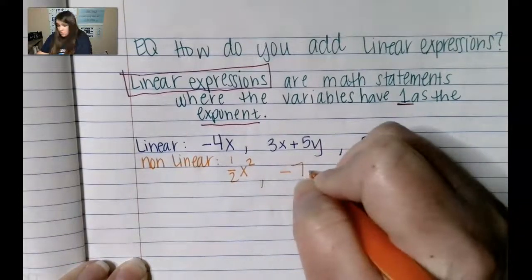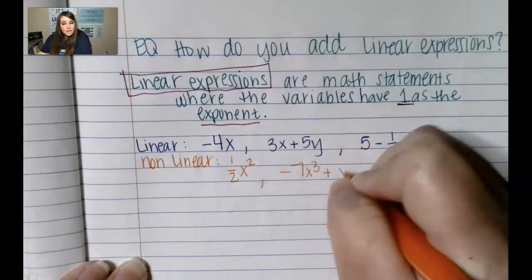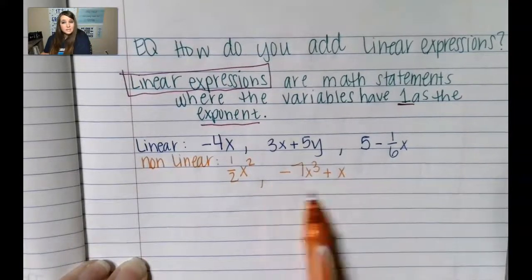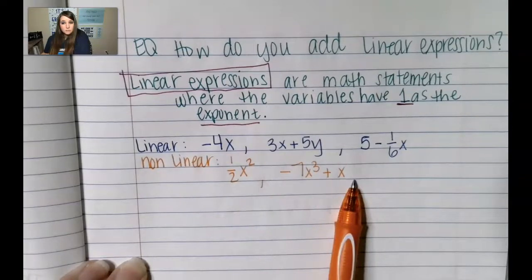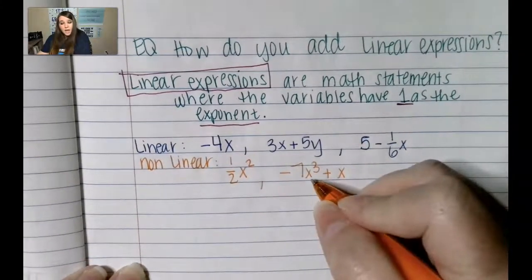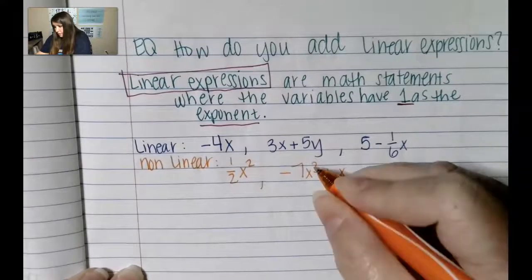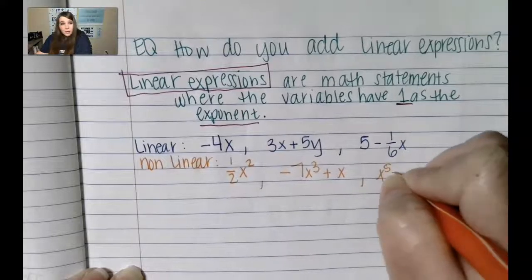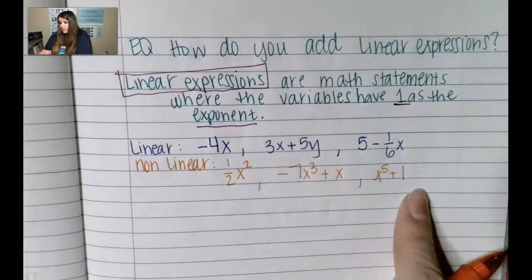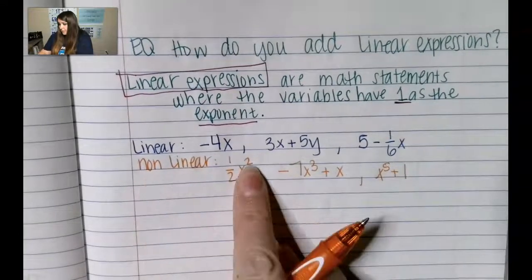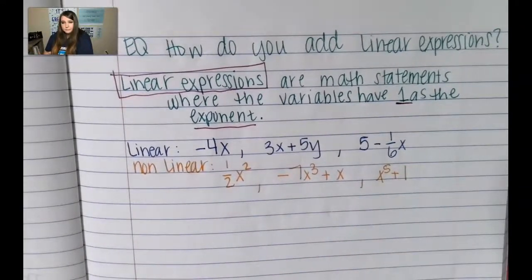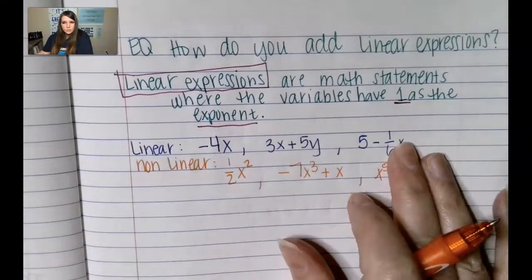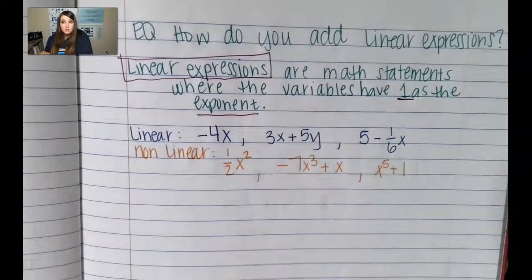Negative 7x to the third plus x. Okay, this has a power of 1, but this does not. So this is a non-linear expression, because whatever I put in for x will change the outcome because it's set to the third power. X to the fifth plus 1, also non-linear. So non-linear has exponents that are more than 1. Linear has just single variables, which means that their exponent is 1.